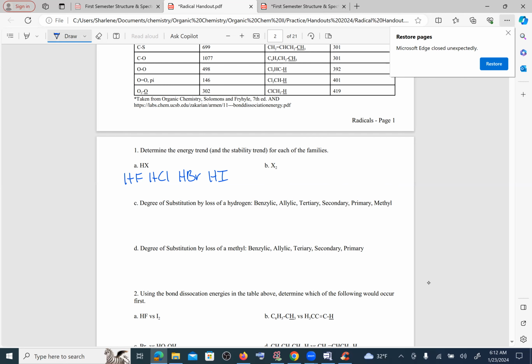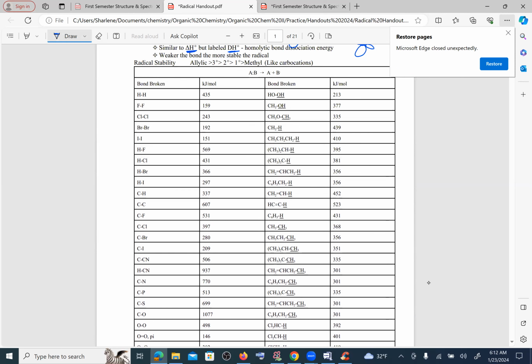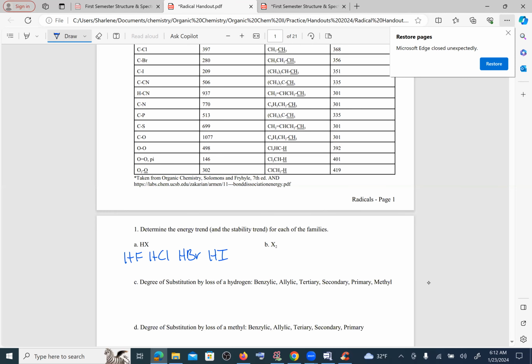All right, so let's go up here and let's get some numbers. So HF is 569 and then 431. I'm peeking over at my answer key so I don't have to keep scrolling up there. 366 and 297.